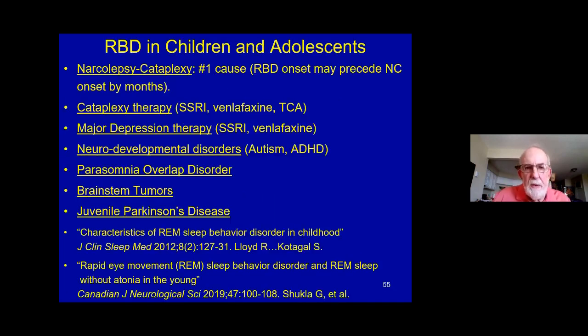Now, furthermore, RBD can affect children and adolescents, with narcolepsy type 1 being the number one cause. Sometimes the RBD can precede narcolepsy with cataplexy by months. So if you have a child who suddenly develops RBD and nothing else, you have to be very cautious about the delayed emergence of classic narcolepsy type 1 symptoms. Also, therapy of cataplexy with SSRIs, venlafaxine, and TCAs can trigger RBD in children. The same thing with these medications in treating major depression, various neurodevelopmental disorders such as autism, ADHD. Parasomnia overlap disorder also can affect children, brainstem tumors, and even juvenile Parkinson's disease. So RBD can affect patients across the entire lifespan.